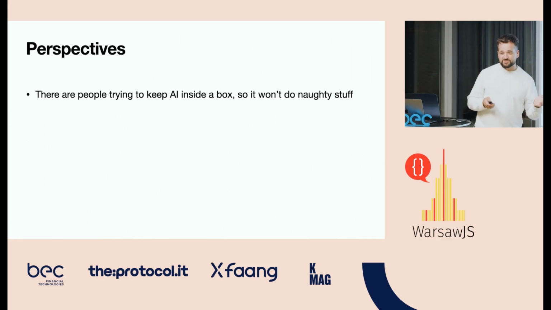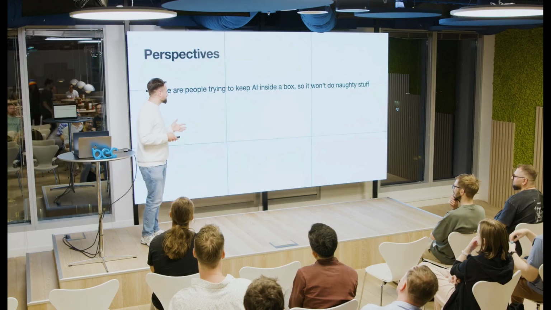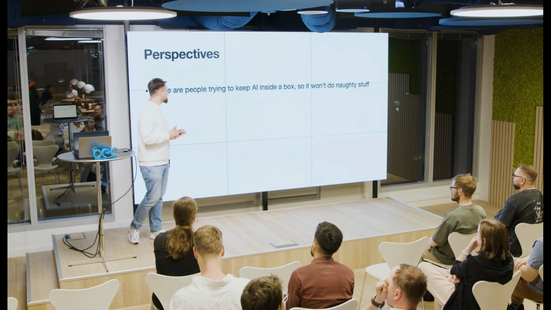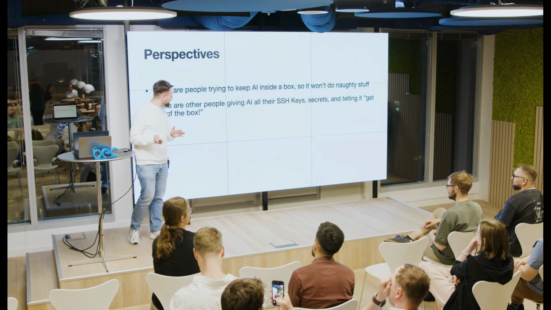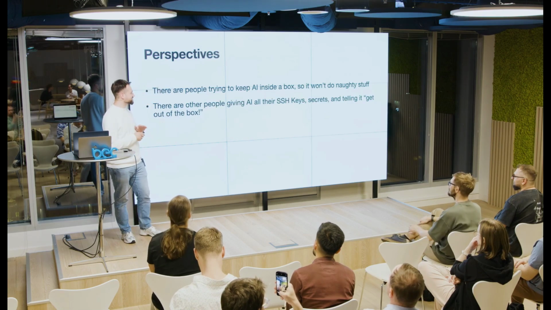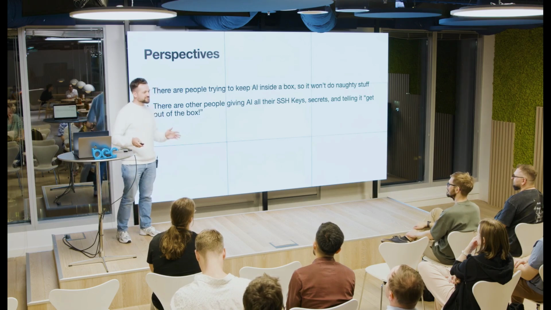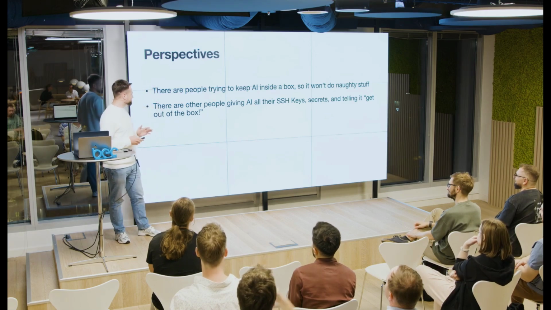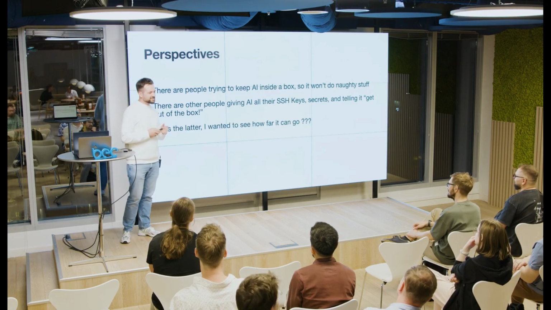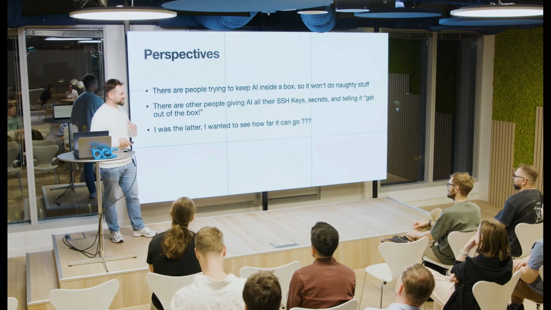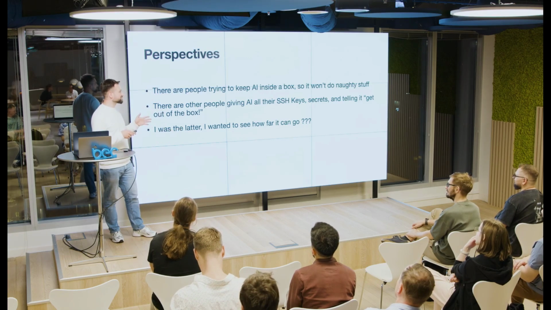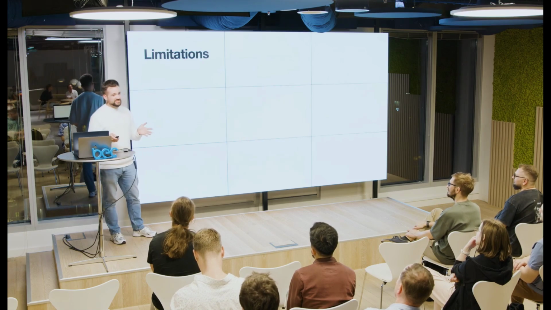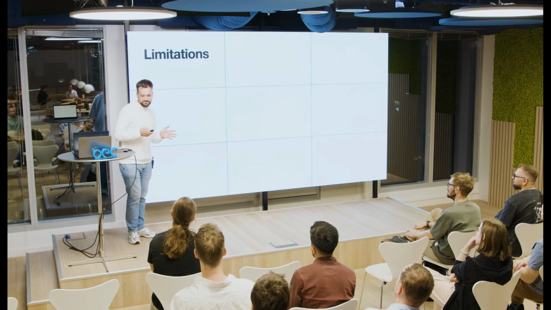So there are two kinds of people, right? Some people try to desperately keep AI inside the box, so it won't do naughty stuff. Other people try to give it all SSH keys, all their secrets, all their passwords, and put it into the world and tell it, get out of the box, right? So I was the latter. I wanted to see how far it can go with all my access to my account on cloud, on GCP. But it was ChatGPT 3, if you remember.